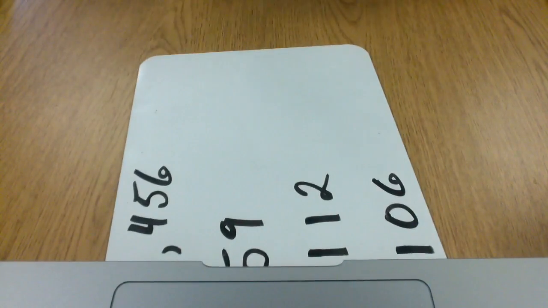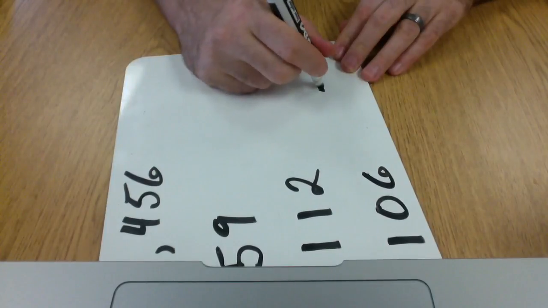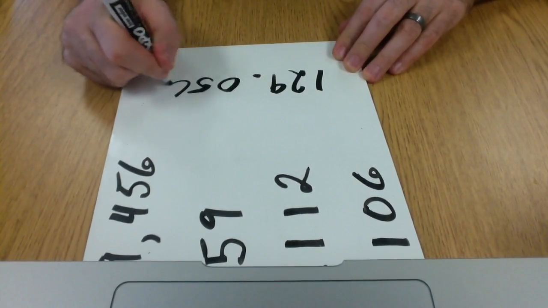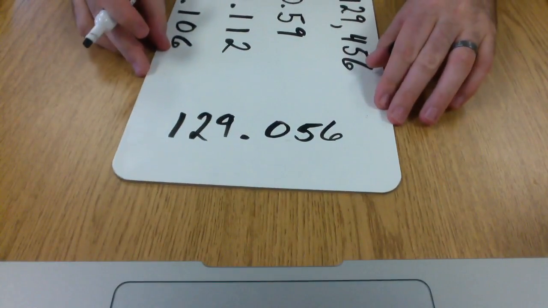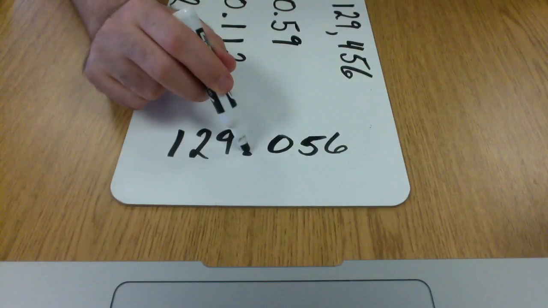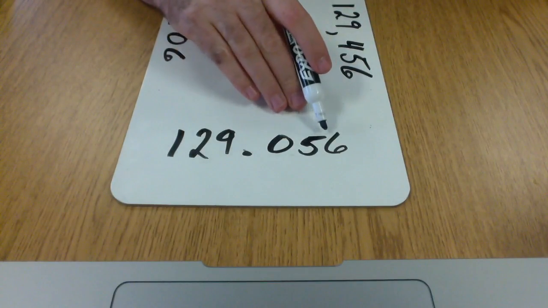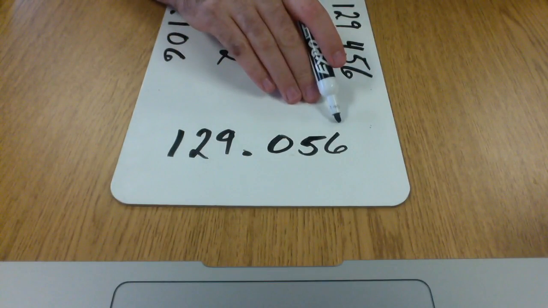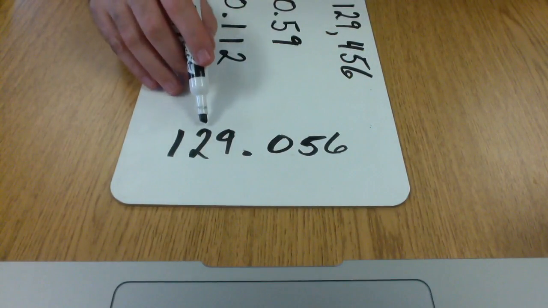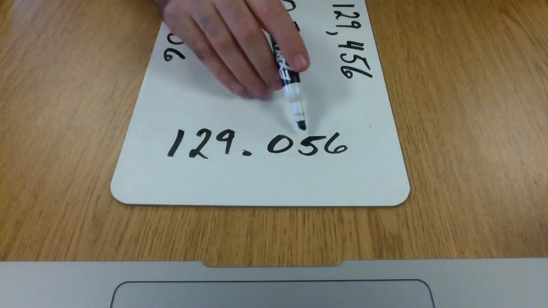Now let's say that there's something a little bit bigger in front of it. Say there's something like, I don't know, something like this. Well, we're going to read what we see in front. 129 and 56 thousandths. Okay, because this goes all the way out to the thousandths place. So 129 and 56 thousandths. I want you to just pause here and reflect on that for just a moment.